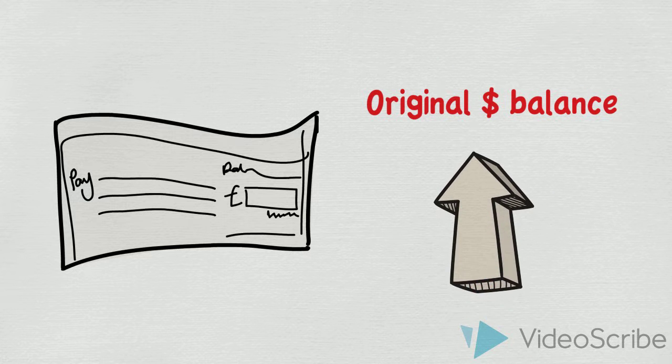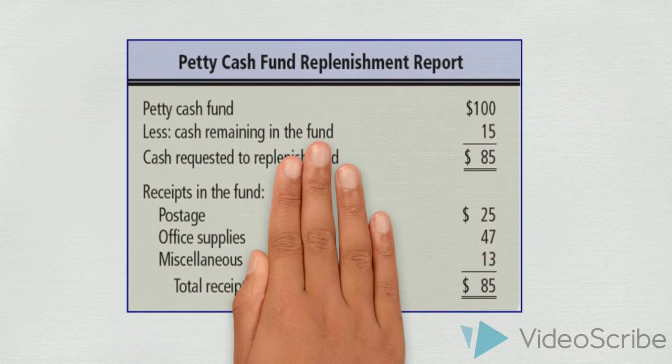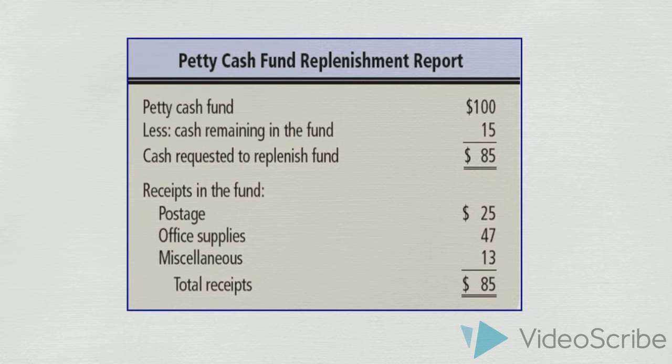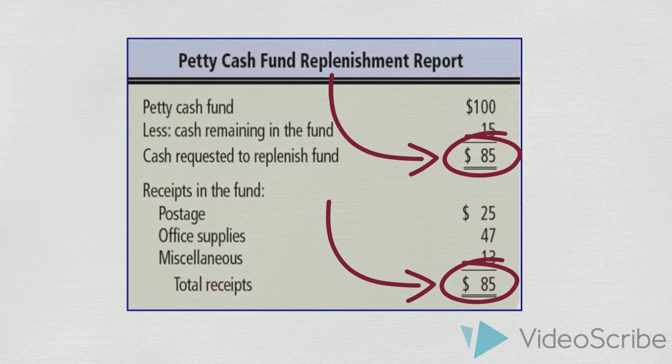To illustrate, suppose that on the 31st of February, Monica examines the petty cash fund and prepares the following report. The report shows that the fund needs $85 to be fully replenished. It also shows that there are receipts totaling $85. As a result, the law firm would cash a check for $85 to replenish the fund and record it as follows.